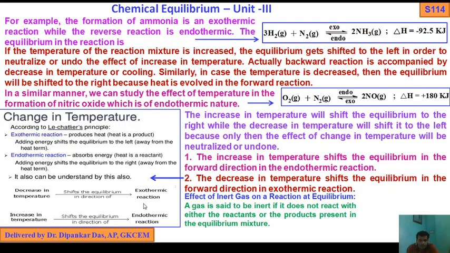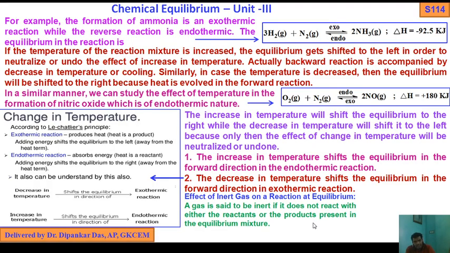Now, the effect of inert gas on reactions at equilibrium. A gas is said to be inert if it doesn't react with either reactants or products present in the equilibrium mixture. Inert gas means it may have an octet or doublet. Inert gases are very much reluctant to react. Very few reactions are observed with halogens.